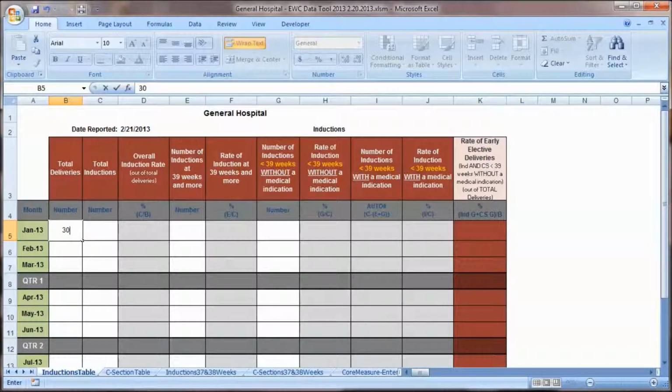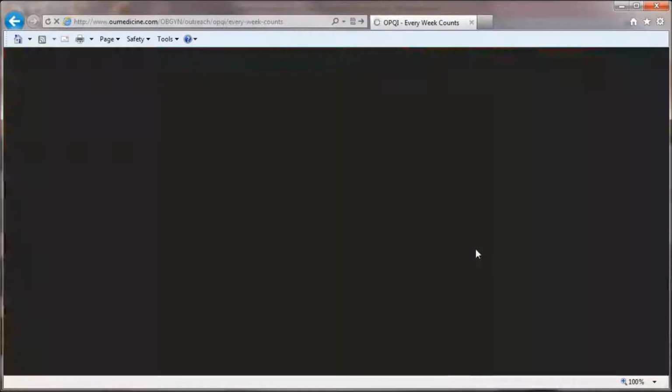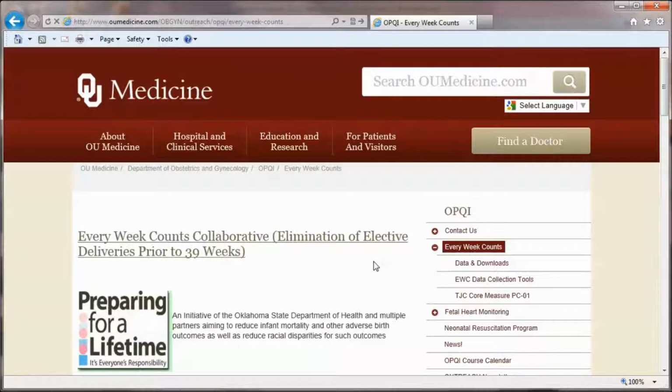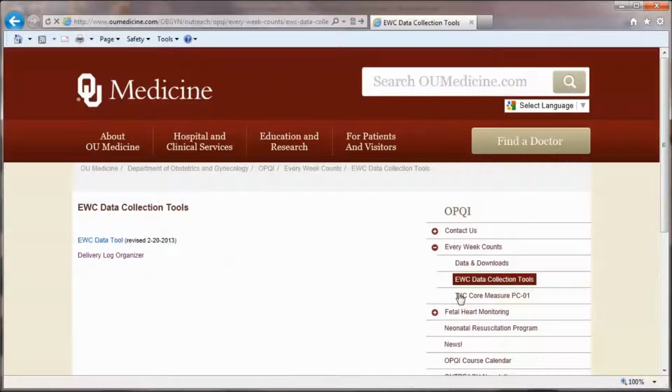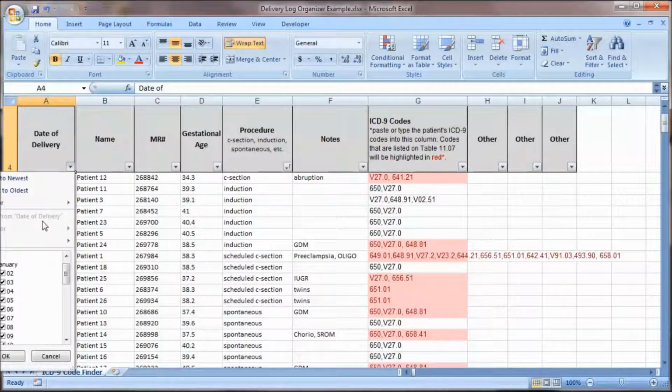You may find this organizer as a tool on the Every Week Counts homepage. So from oumedicine.com/EWC, you can click on the EWC Data Collection Tools link. And on that page, you will find a link to the tool and also the delivery log organizer. This is simply an Excel document that we have created with multiple columns, able to filter and sort based on the columns, so that it might help you to organize the information for your hospital's deliveries.